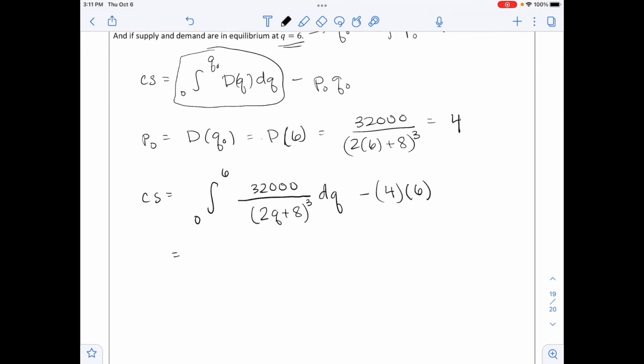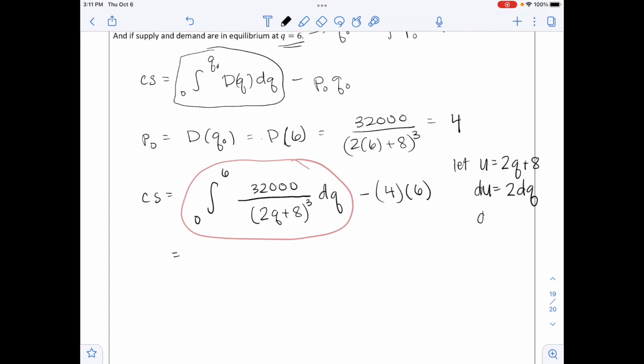So from here we need to integrate this, and you'll notice that we can't integrate it as it's written. We're going to have to use U substitution. So I'm going to let U equal the inside function, which is inside the parentheses, which is 2Q plus 8. Then du would be equal to 2 dq, or dq is equal to 1/2 du. And so from here, my limits of integration are going to change.